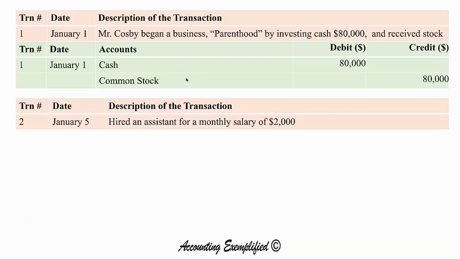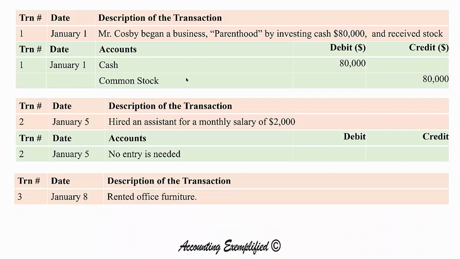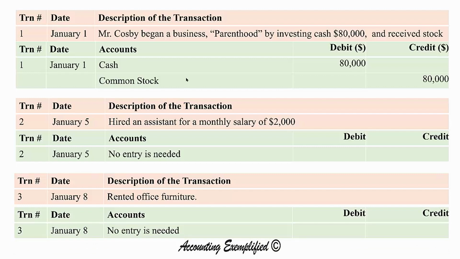Next transaction. This is not a transaction, but this is something happening in the company on January 5th. The company hired an assistant for a monthly salary of $2,000. So this is just employing a person, but there is no financial transaction here. Therefore, this does not require any journal entry. Next one, January 8th, company rented office furniture. So here also, the company is entering into a rental agreement with the rental company. But this is not a transaction. So no entry is necessary.